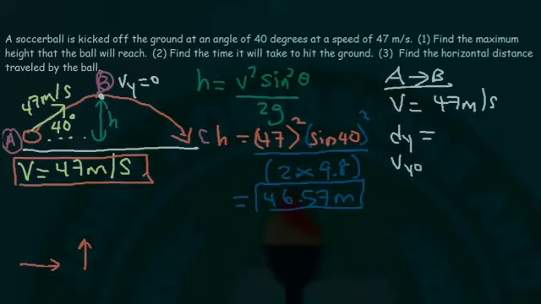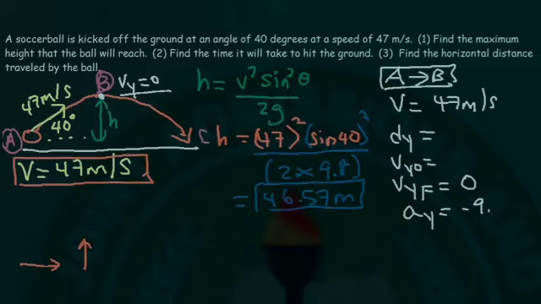We don't know what Vy initial is, but we do know what Vy final is. It's 0. If we're going from A to B, A is our initial position, B is our final position. The vertical speed at B is 0, so we say Vy final is 0. The acceleration in the y direction is negative 9.8. Our goal is to find vertical displacement. But how do we find Vy initial if we're given initial speed?